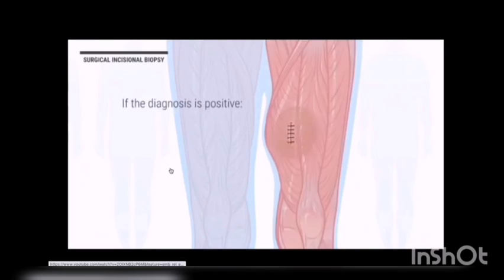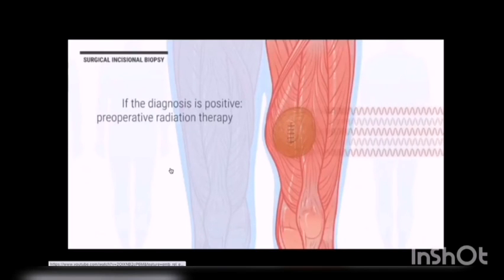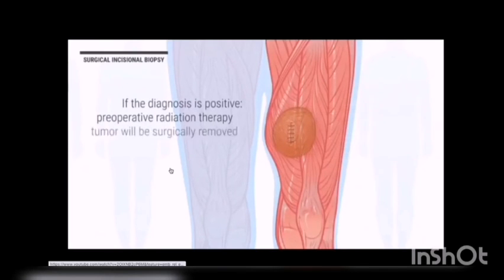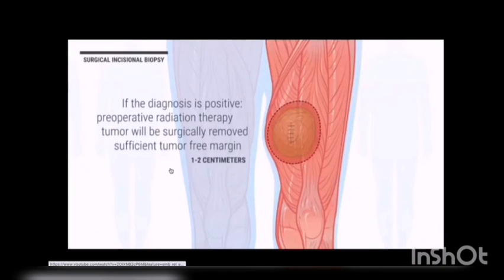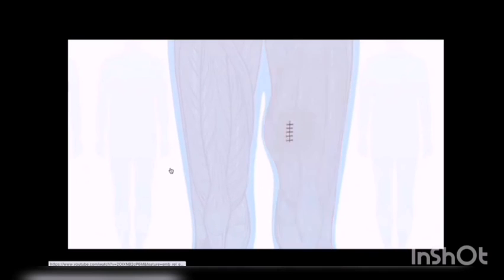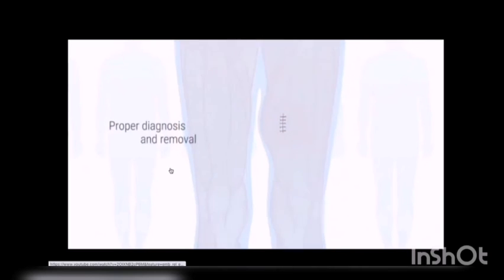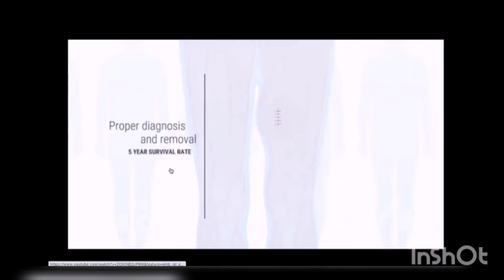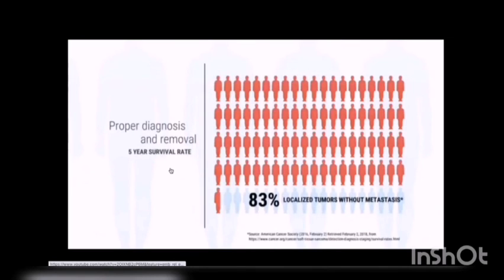If the diagnosis is positive, preoperative radiation therapy will most likely be ordered, after which the tumor will be surgically removed with a sufficient tumor-free margin, usually 1 to 2 centimeters of tissue around the tumor, so that recurrence of the soft tissue sarcoma is minimized. With the proper diagnosis and removal of a soft tissue sarcoma, the 5-year survival rate is very good for patients, 83% for localized tumors without metastasis or spreading. So, it is important to handle soft tissue sarcomas in a manner that will enhance the patient's long-term prognosis.